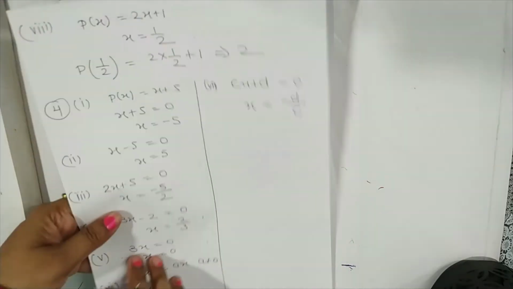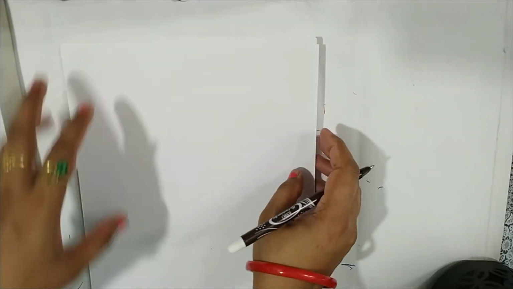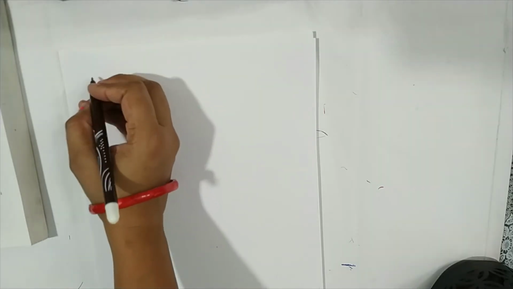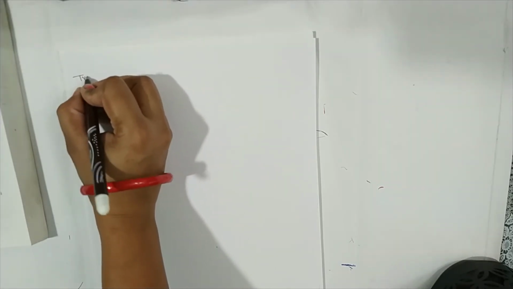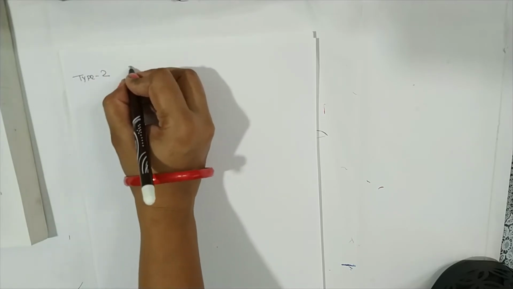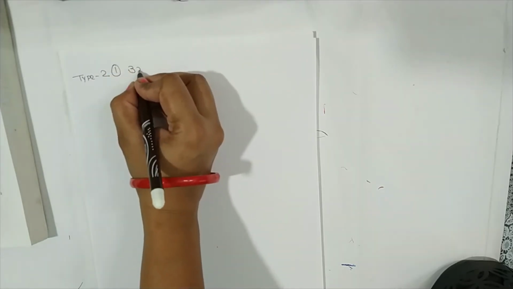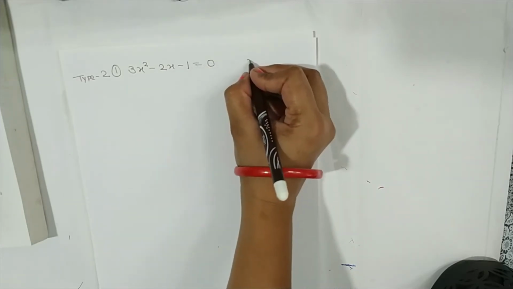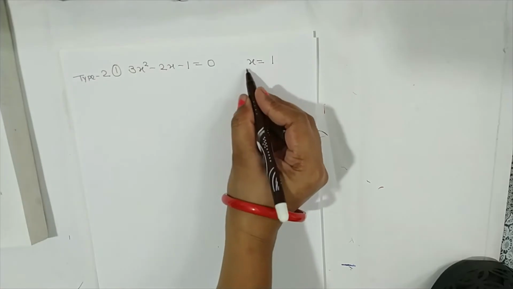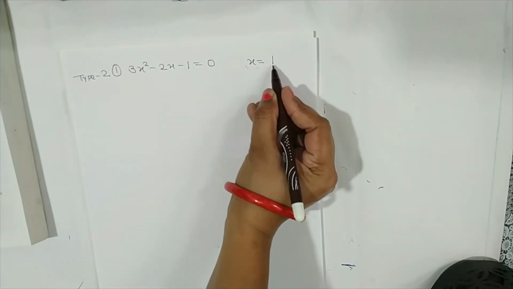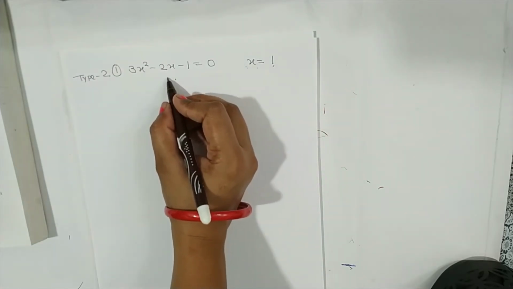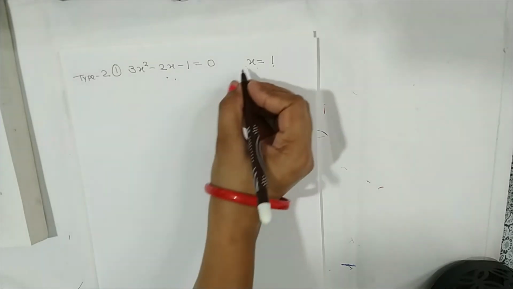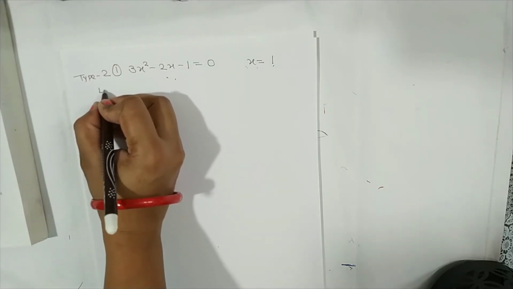Now the second type of question is on determining whether the given values are solutions of the given equation or not. Suppose the first question is given: 3x square minus 2x minus 1 is equal to 0, and x is equal to 1 is given. Now we have to find whether x is equal to 1 is a solution of the given equation or not.